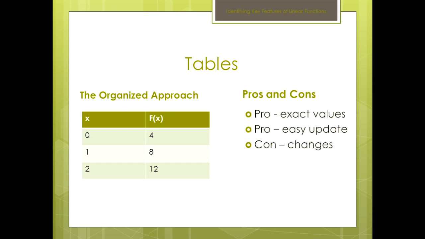One is the organized approach. And one organized approach could be the table. Now the table again has some familiar pros. It does give me the ability to find the exact value. I can easily update the numbers in the table, but without the linear model, I'm unable to change the values unless I'm told exactly which one to change. So there are some drawbacks to having a table.